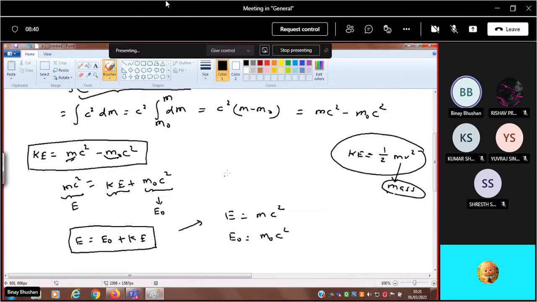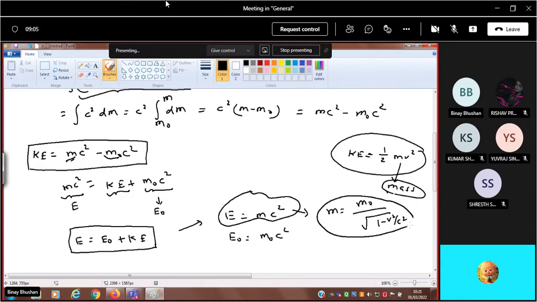So this is Einstein's famous mass energy relation, E equal to mc square. When a particle is moving, its energy is given by mc square. Remember, m is the moving mass, which is related to the rest mass as this. Clear? Yes, sir. So this was our derivation.